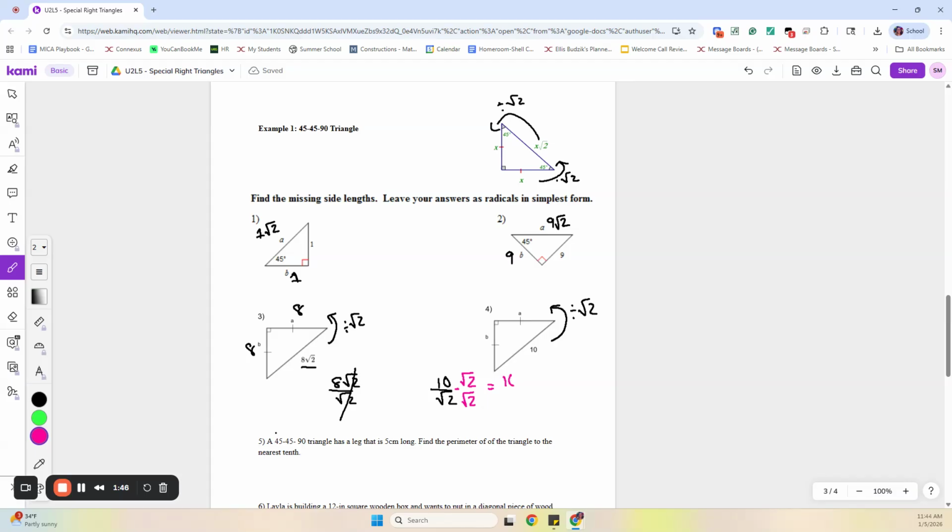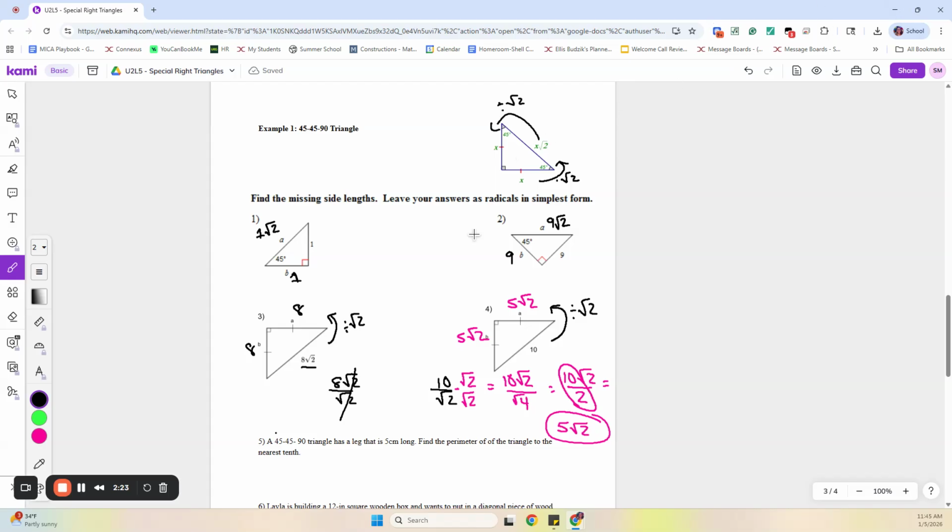So on the top, I just get 10 times root 2. This does not become 20. It's just 10 times root 2. Outside stays outside, inside stays inside. Down here, root 2 times root 2 is root 4, but the square root of 4 is just 2. Now, I have two outside numbers, this 10 and 2 over here. So 10 divided by 2 is 5, and then I still have the root 2 I haven't touched. So 5 root 2 would be my side lengths, and then this one is going to match over here because the side lengths are going to be the same in a 45-45 triangle.